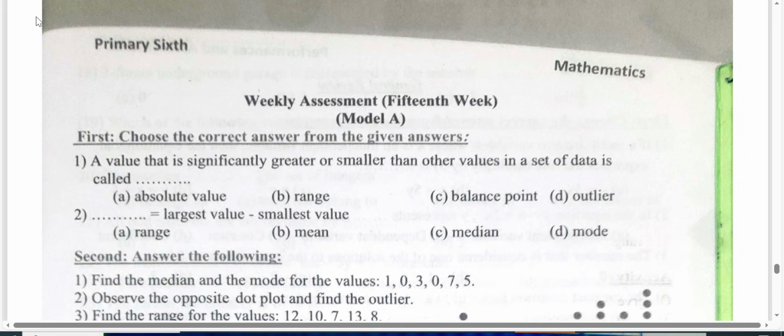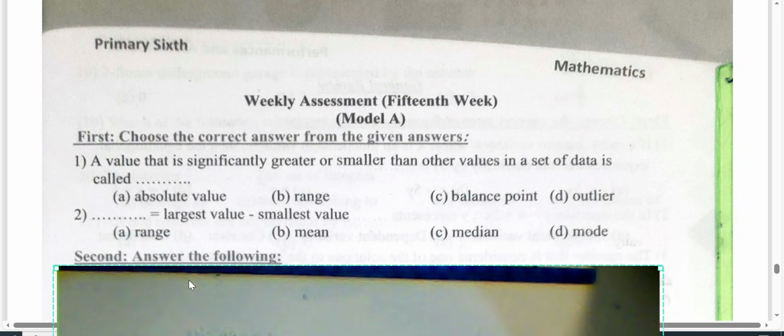Grade 6. Today we'll solve weekly assessment number 15. Last time I explained weekly assessment number 13 and 14 in one video, okay? Today I will explain weekly assessment number 15. We'll talk about outlier values and the median and also mean, and we can find the range.